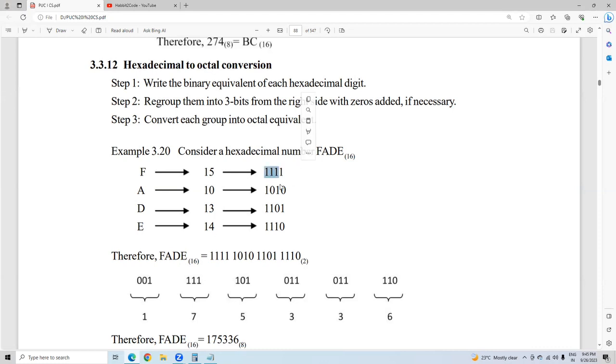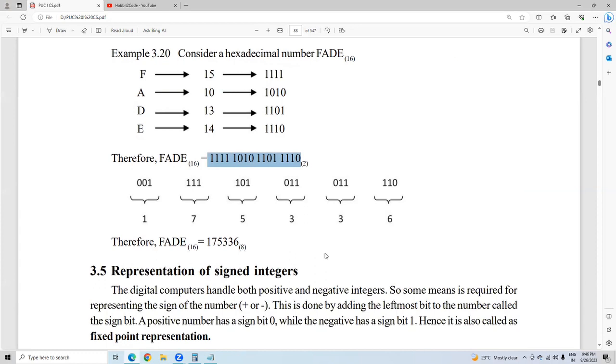Their equivalent binary numbers are this. So for FADE, all the letter codes have been written here. And after that, see, hexadecimal to octal they have said. That is why first you convert hexadecimal to binary. After that, once you get the binary format of the hexadecimal number, from the right side you group 3 digits into each group and see if extra 0 is required, right?